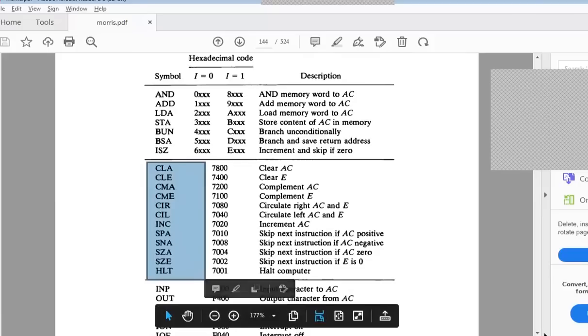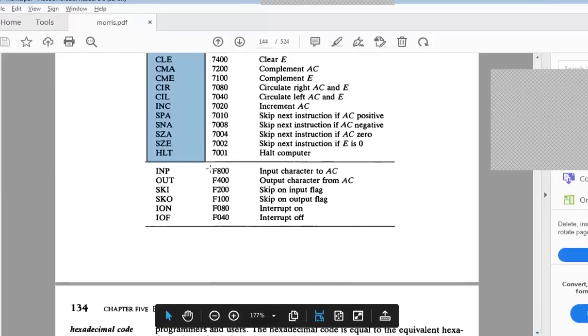Okay. Similarly, for input-output instructions, look at that.